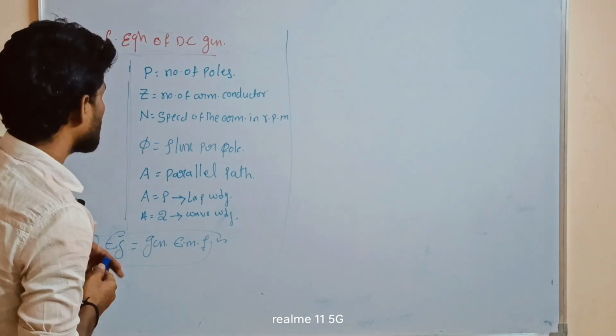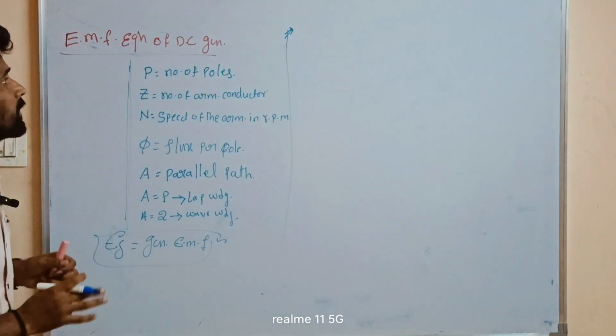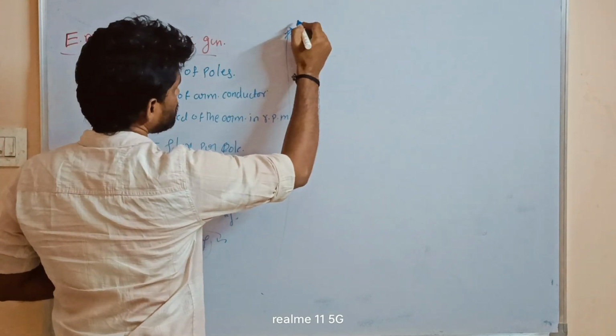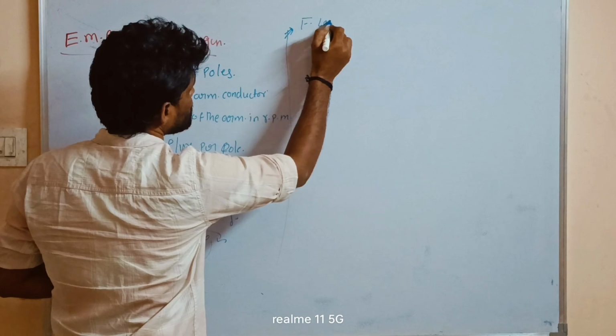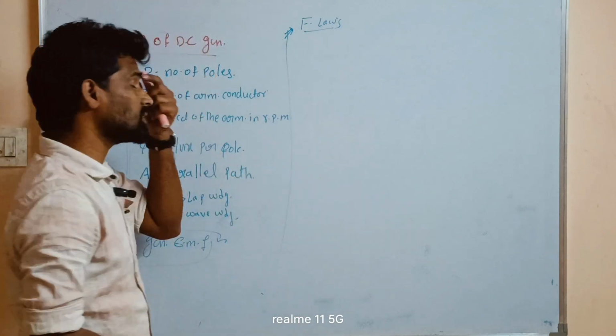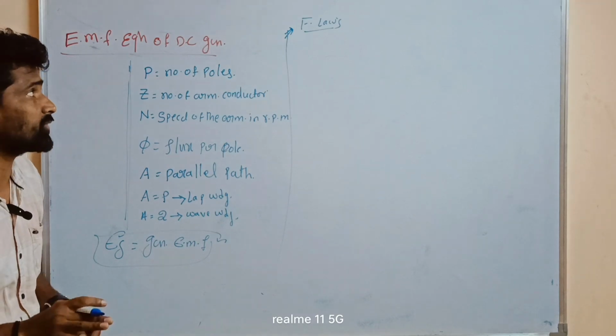So now let us start the cooking. From here, the first part is according to Faraday's laws. What is Faraday's law? Whenever a conductor cuts the magnetic field, an EMF will be induced in the conductor. That is Faraday's first law.